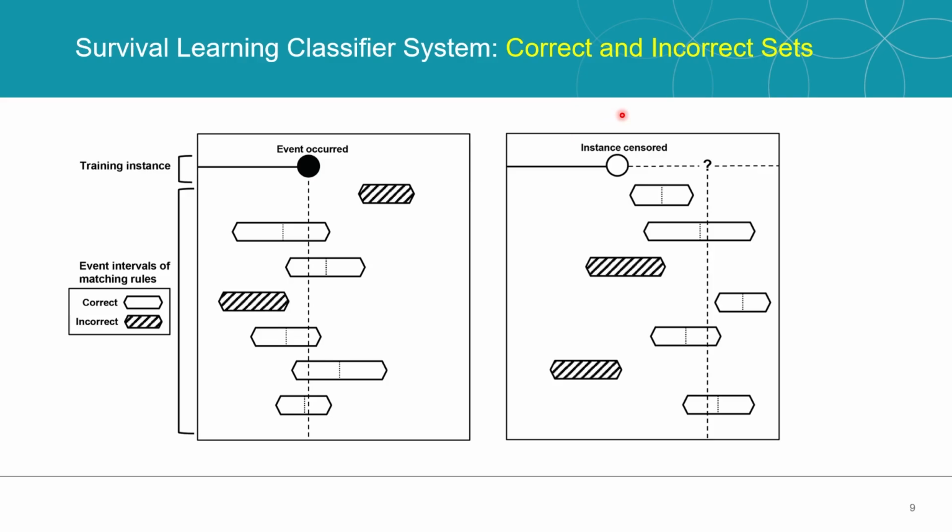Differently, in dealing with a censored instance, we know that the event happens sometime after this time point, but we don't know exactly when. This is why we're only assigning rules with an event interval after the censored time into the correct set, and those that overlap with the censored time, or fall before it, into the incorrect set. This helps us mitigate some of the censoring uncertainty that's present here. But again, this is proof of principle work, and there could be more clever ways to deal with these scenarios.